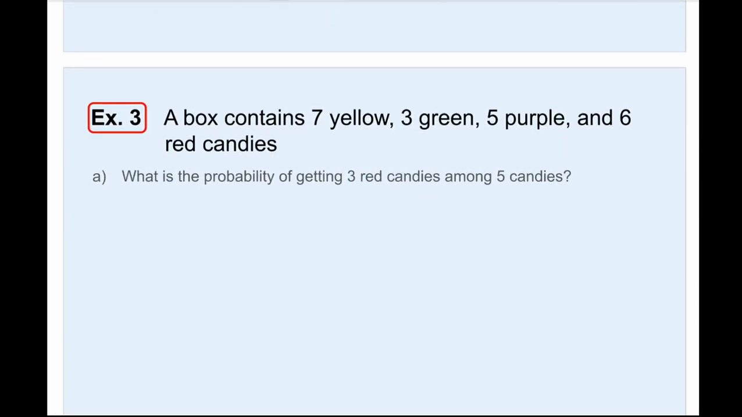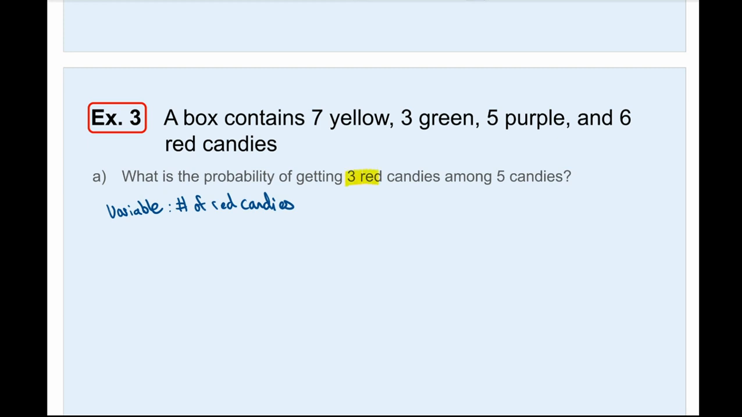One last example, looking specifically more at just the individual cases. A box contains 7 yellow, 3 green, 5 purple, and 6 red candies. What is the probability of getting 3 red candies among 5 candies? So in this case, again, I still want to figure out what's my variable. And my variable in this case is going to be the number of red candies.